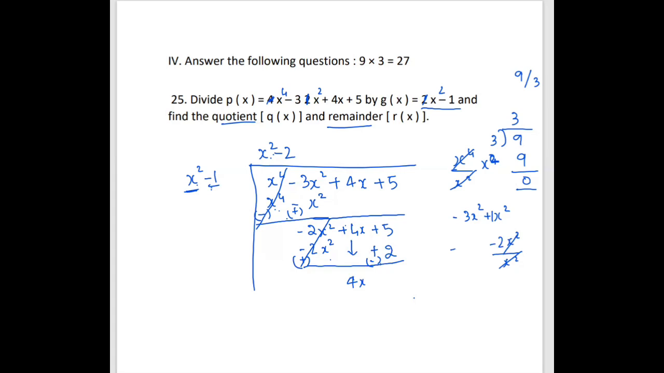5 minus 2, what is 5 minus 2? It is plus 3.